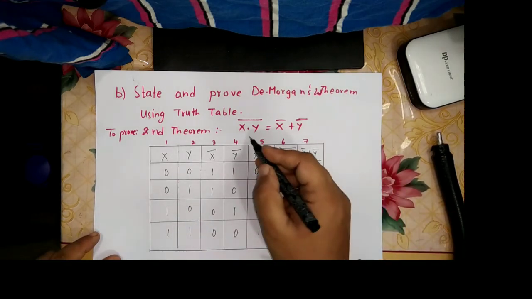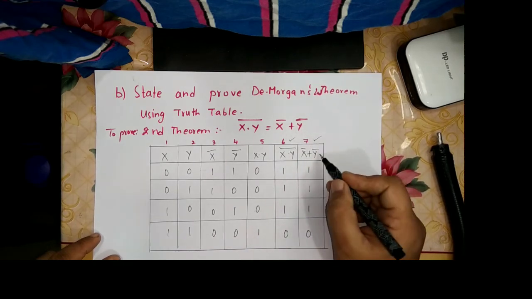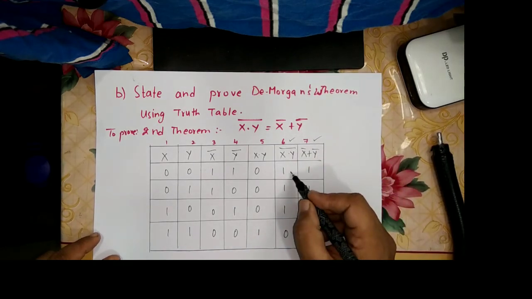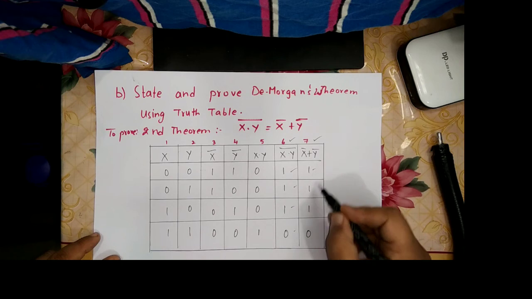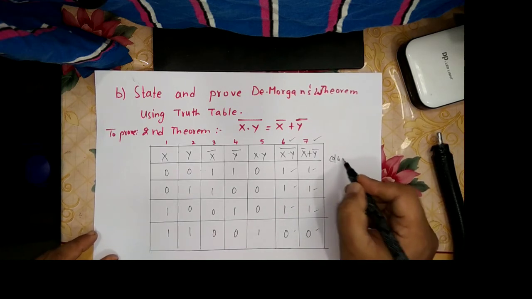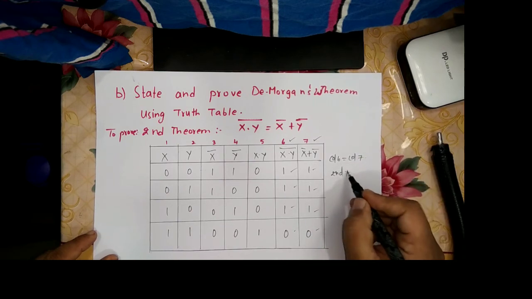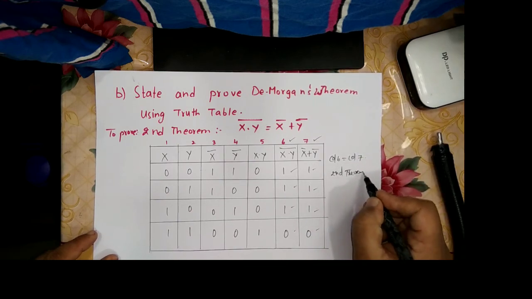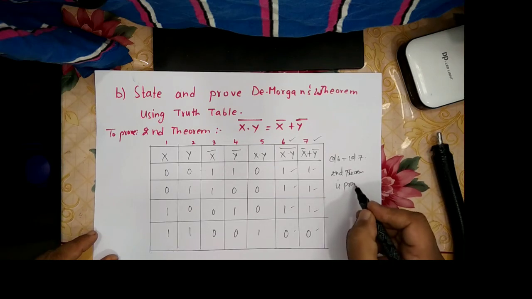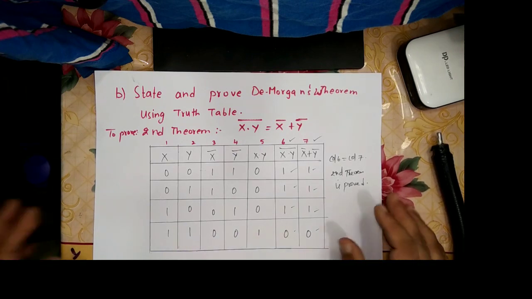So if you observe these two columns, x and y the complement, and x complement plus y complement, it is very evident that both these values are the same. So here also you can say that column 6 is equal to column 7, hence the second theorem is proved. So this is all about the truth table. It is very simple. Just practice it and you will easily get the marks.